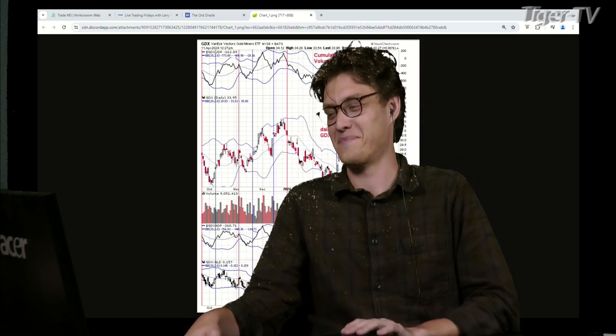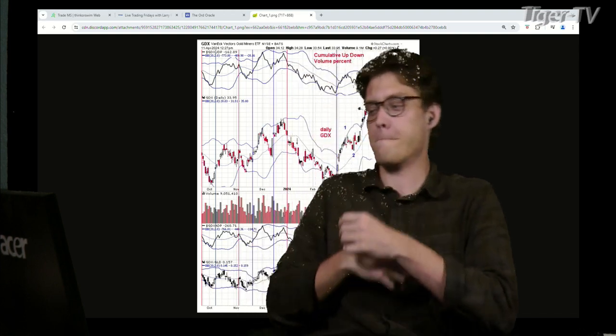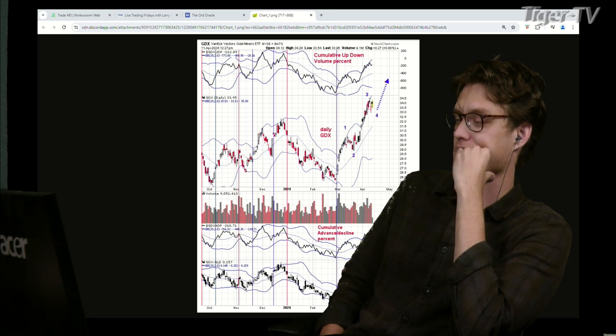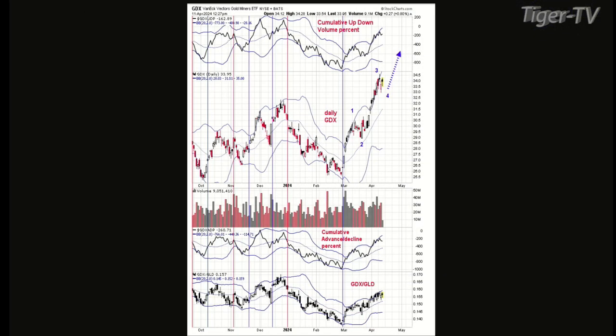So I like to use at least two indicators, if not three, to really help define what the trend is. The next higher window is GDX advance-decline, and same thing: if it's above its mid-Bollinger band, it's in an uptrend. And in the top window, I've got the GDX up-down volume on the daily. Same thing here. As long as that indicator is above the mid-Bollinger band, you're in an uptrend. And we've been in an uptrend basically since March 1st.